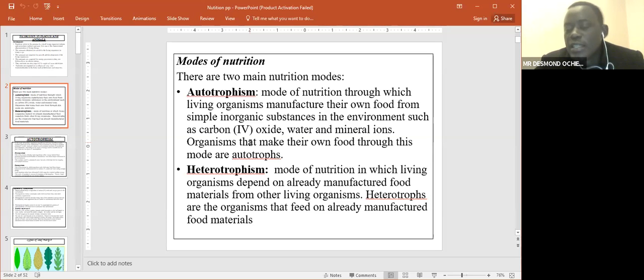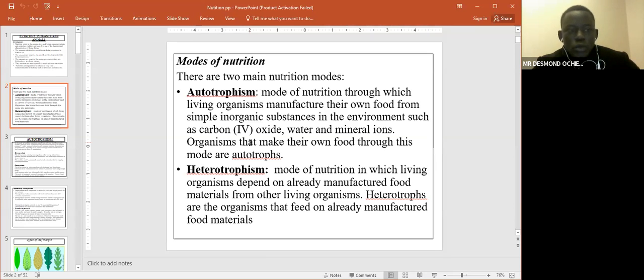And examples include the plants. We know that the plants are the only living organisms that have the ability to manufacture their own food from simple inorganic substances available in their environment, such as carbon dioxide, water, and mineral ions. They may also use other raw materials which are also available in their environment.